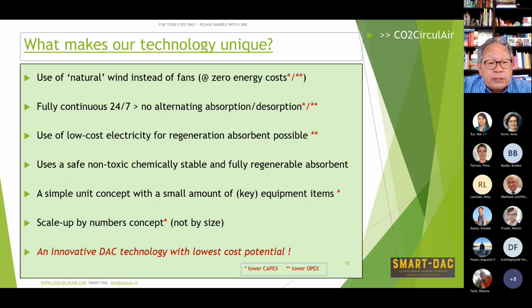We use a safe, non-toxic, chemically stable and fully recyclable, regenerable absorbent. As mentioned before, it's a simple unit concept with a small amount of key equipment items. And for scaling up, it's scaling up by the numbers, not by the size. We believe this is an innovative DAC technology with the lowest cost potential.